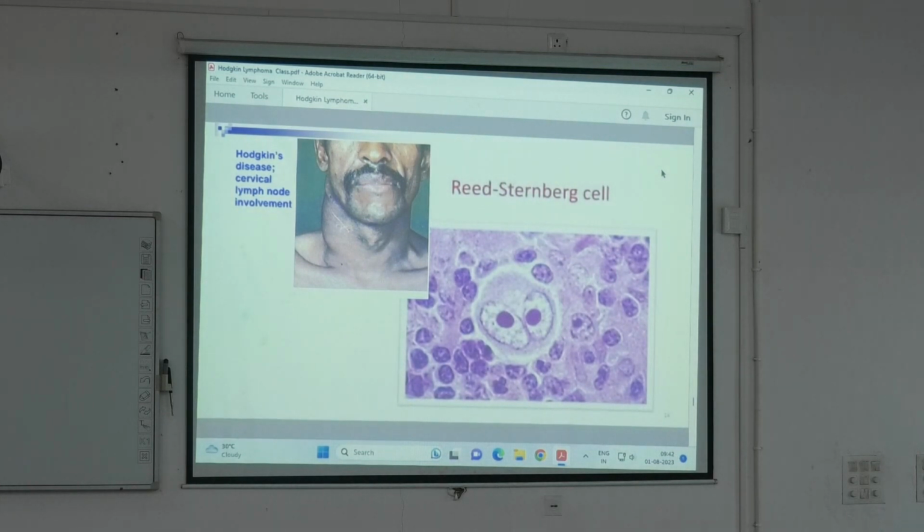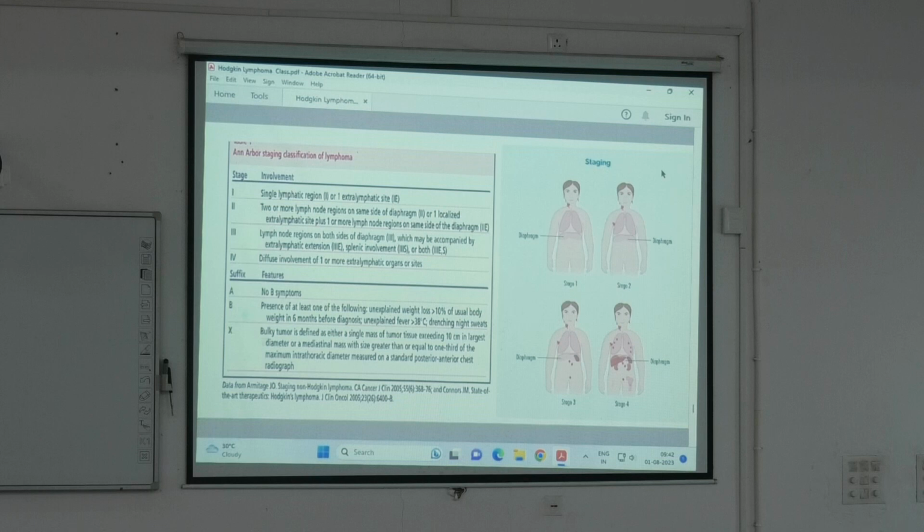Here is one more picture. Now staging: as I already told, in NHL there are stages 1, 2, 3, 4. Staging is done for treatment planning and prognosis of the patient, so both Hodgkin and non-Hodgkin apply this staging. Stage 1 is a single group of lymph nodes, stage 2 is more than one group, stage 3 is both sides of the diaphragm, and distant involvement is stage 4. So the clinician will decide the expected treatment and prognosis.